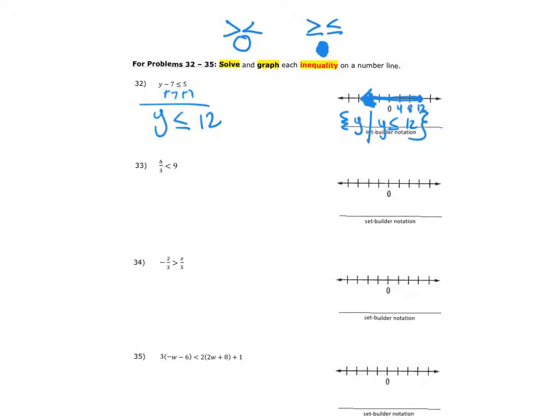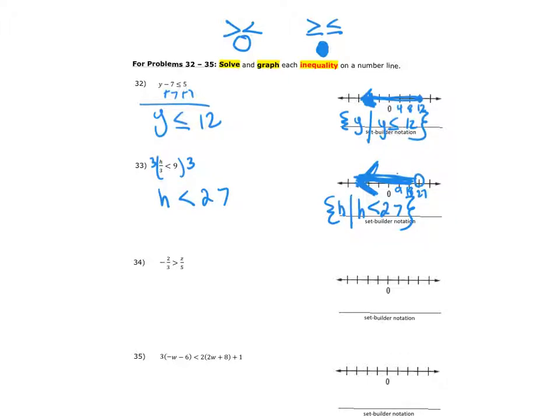Okay, 33. Undo of that division through multiplication. H is less than 27. The value of h such that h is less than 27 is the set builder notation. Okay, I'm counting by, if that's 0, I guess I'll count by 9. Double 18 times 3 is 27. Less than, open circle, because it's not or equal to, and shaded to the left, because it's less than.